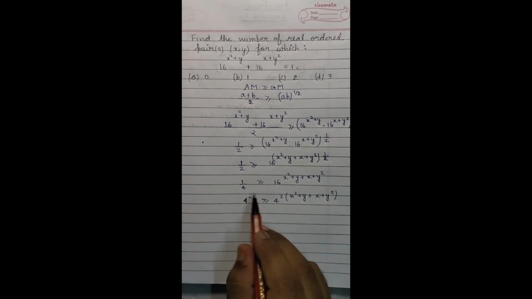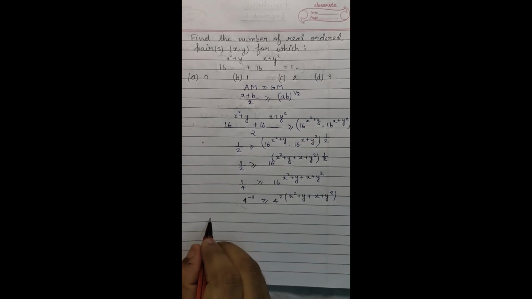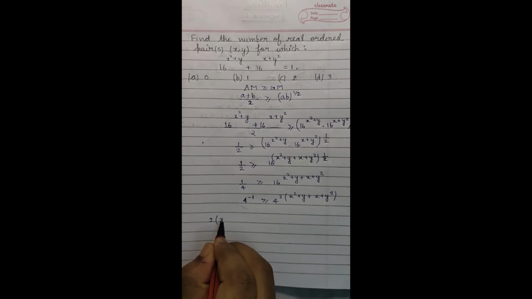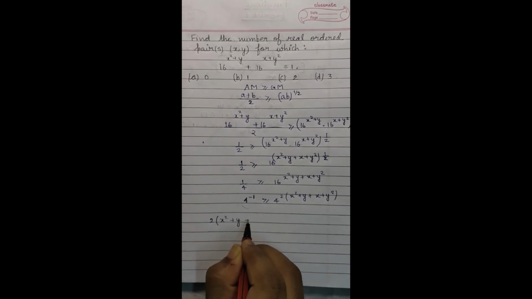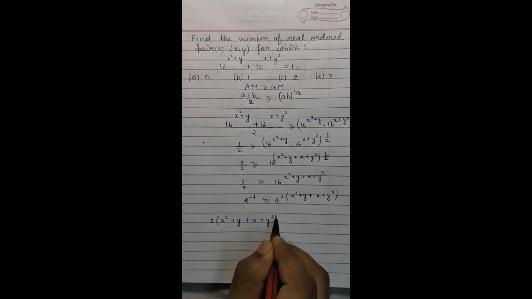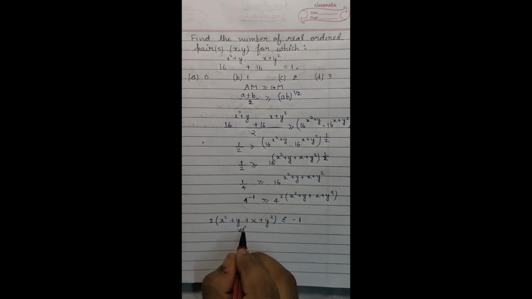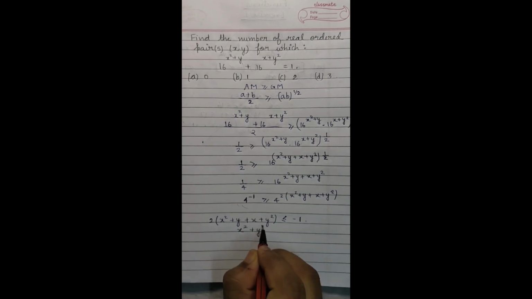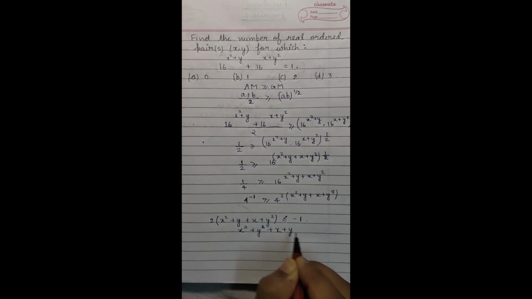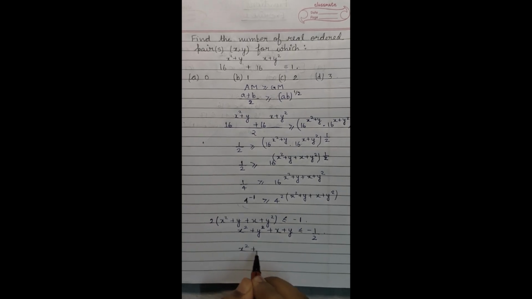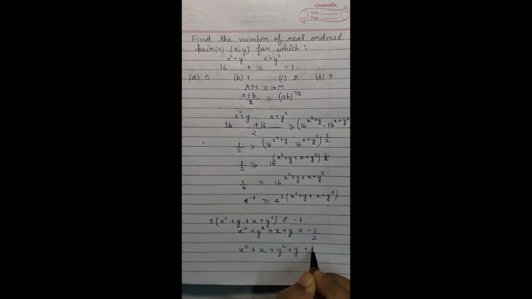So now as this term is greater than this term, the power of this should be greater than this. So I can write that 2 into x square plus y plus x plus y square will be less than equal to minus 1. So now I can write that x square plus y square plus x plus y should be less than equal to minus 1 by 2. Now it can be written as x square plus x plus y square plus y plus 1 by 2 less than equal to 0.